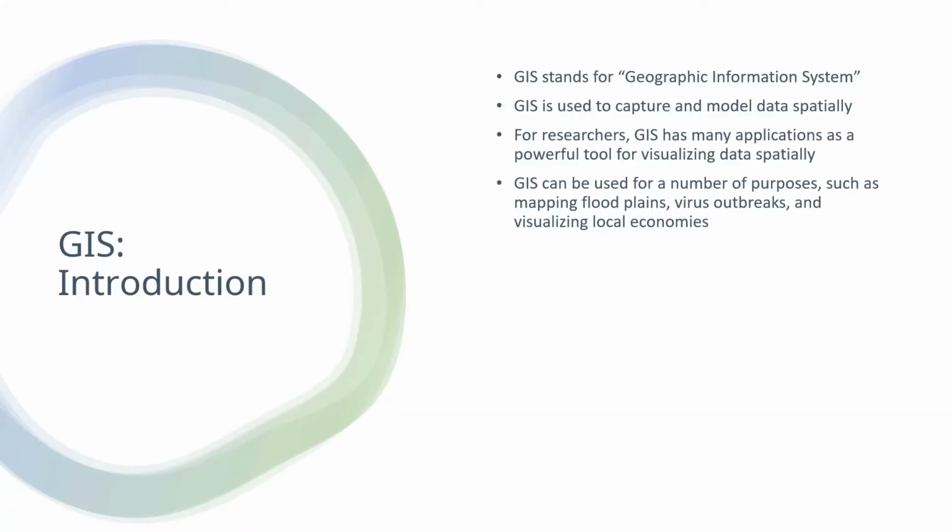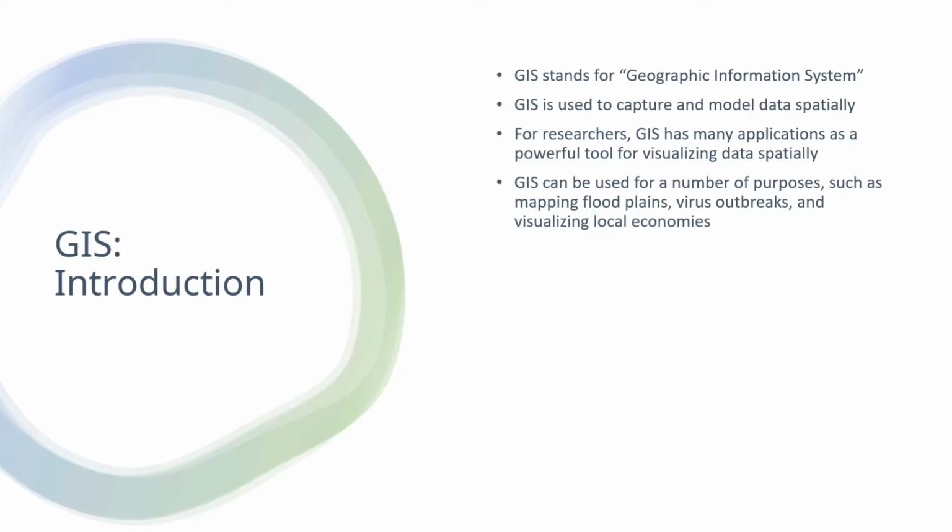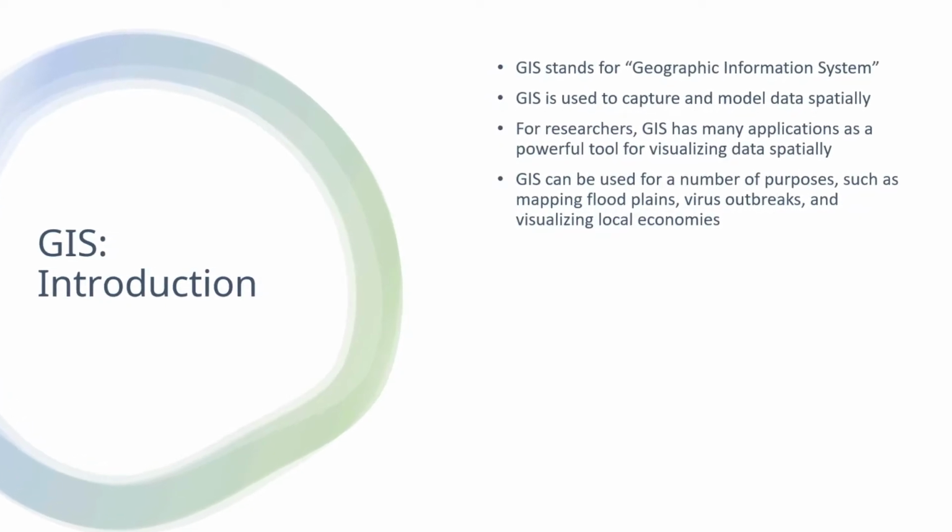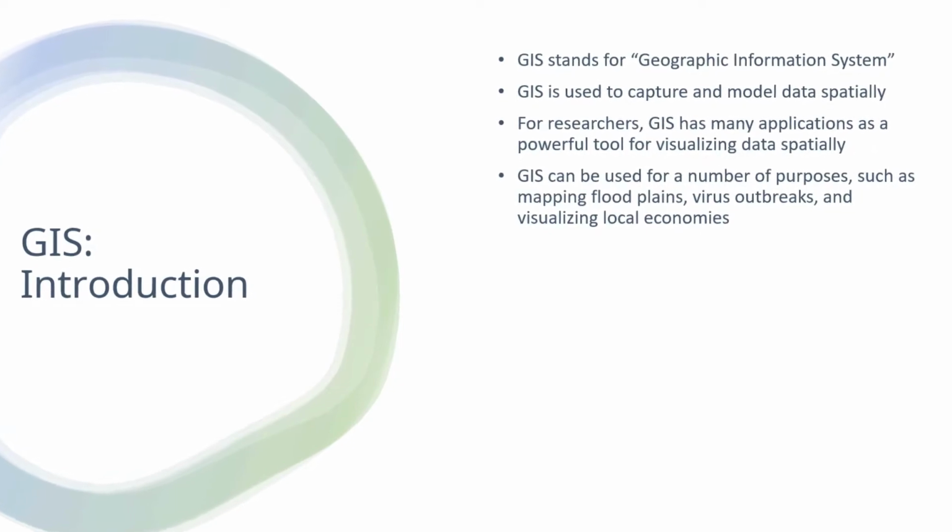So, what is GIS? You may think of a map as something you just use to get from point A to point B, but maps can really tell us so much more. GIS is used to capture and model spatial data. For researchers, GIS is a powerful tool for visualizing data that might not be very well suited for a bar chart or a pie chart. GIS has a number of applications, including floodplain mapping, epidemiology, and of course, analyzing local economies.